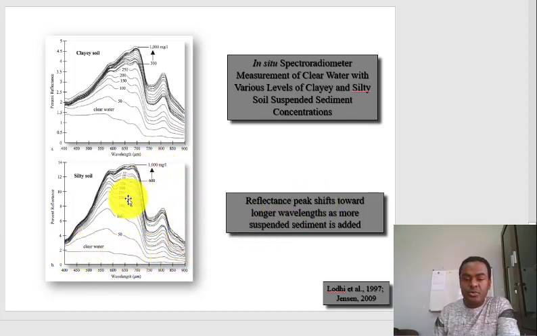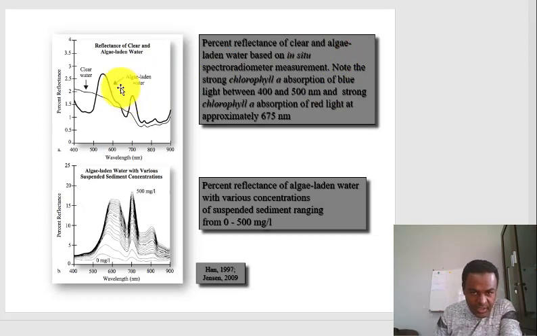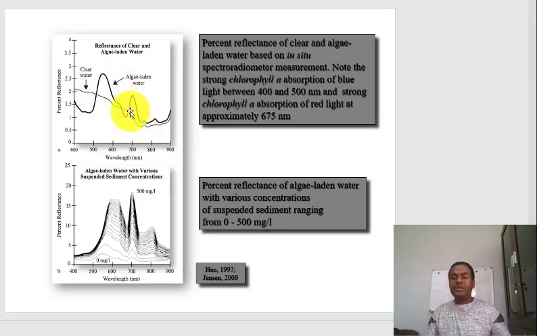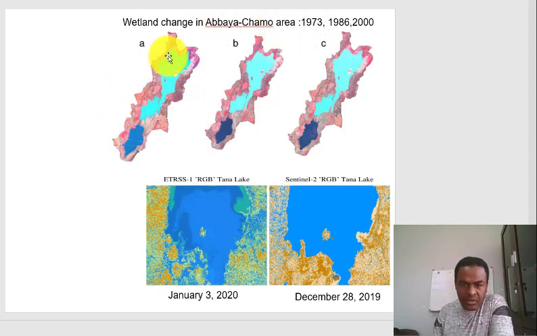And this also shows you the algae-laden water versus clean water. Algae-laden water will have different ups and downs, while clean water will show you a very clear reflectance. Okay? So this is the best example of wetland change in the Abaya Chamo area in 1973. It looks like this in 1986 and in 2000. This is also a recent image taken from Ethiopian Remote Sensing Satellite 1 for Lake Tana and from Sentinel 2.